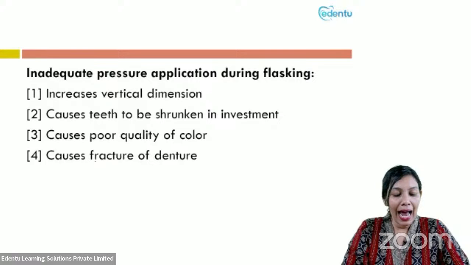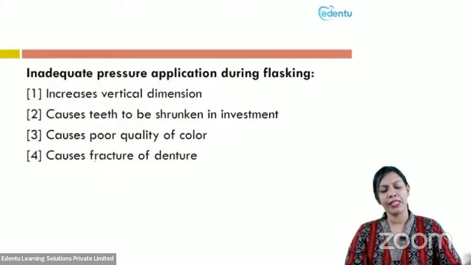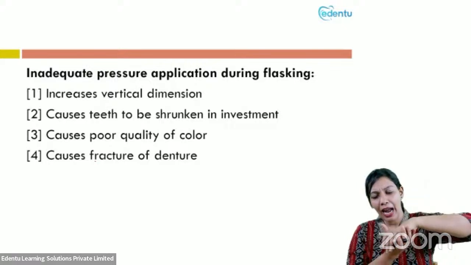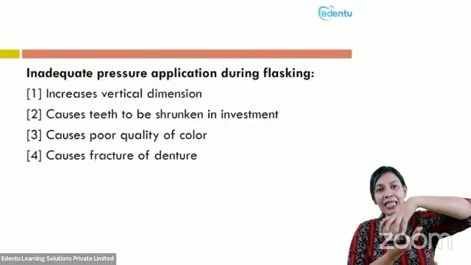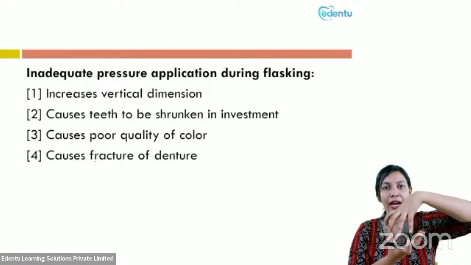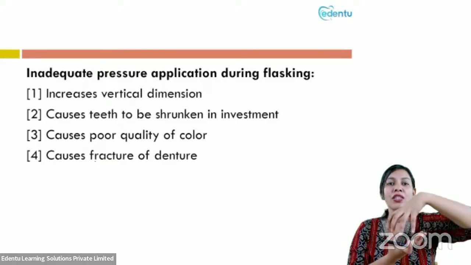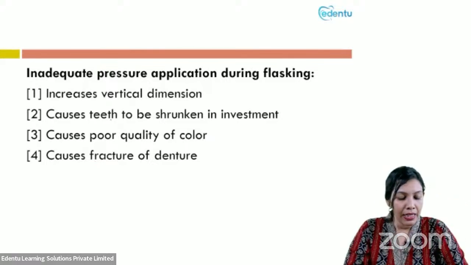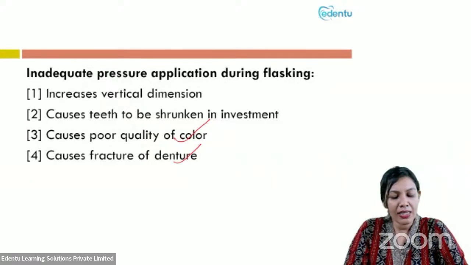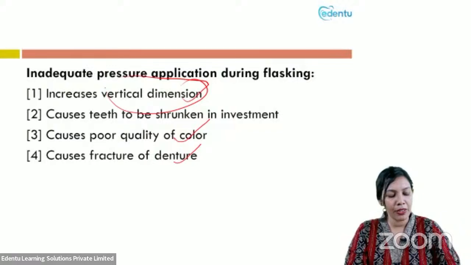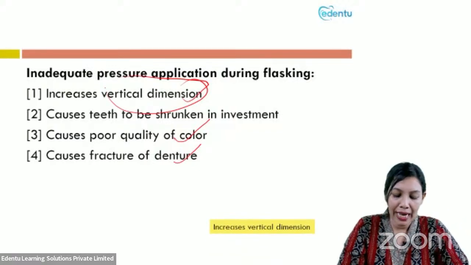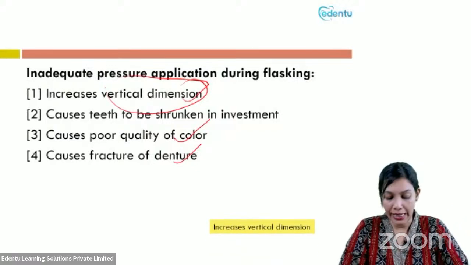Next is inadequate pressure application during flasking. So what happens if we are not giving adequate pressure? We know that there will be an increase in the thickness, and there will be warpage or change in the actual size of the material. Does it cause fracture? No, of course not, because pressure is not given. Poor quality of color? Color is not at all dependent on the pressure. Causes teeth to be shrunken? So the answer is actually increased vertical dimension. Increased vertical dimension is the answer for this question, right?